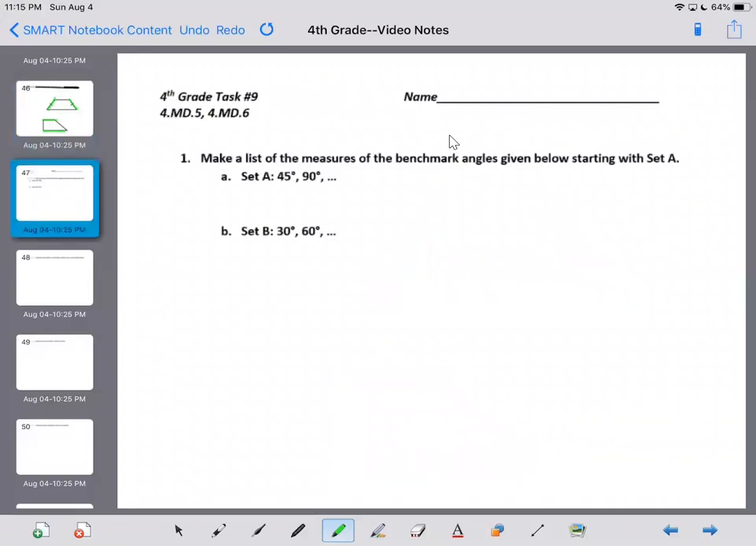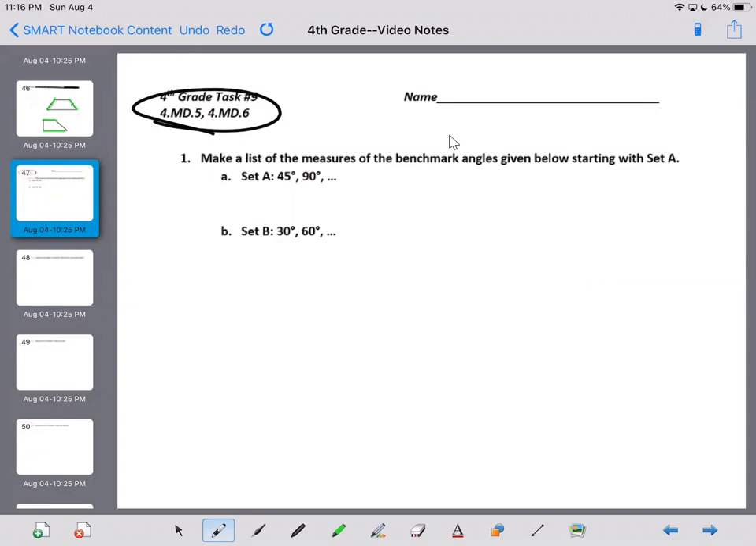So we're going to look at task 9. And notice we come back to a couple different 4th grade standards. So we're looking at measurement and data for MD5. So now we're going to recognize angles. We're going to think about a reference to a circle. We're going to think about the 360 degrees, and one angle is 1/360th of a degree. And we want to think about turns in regard to angles.